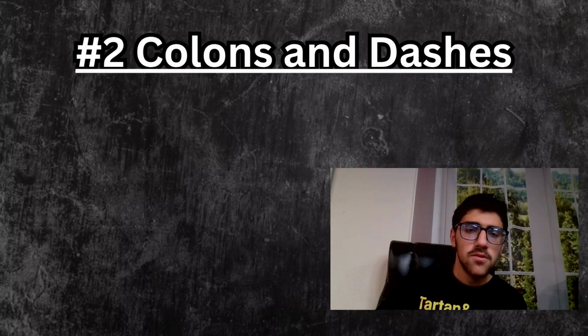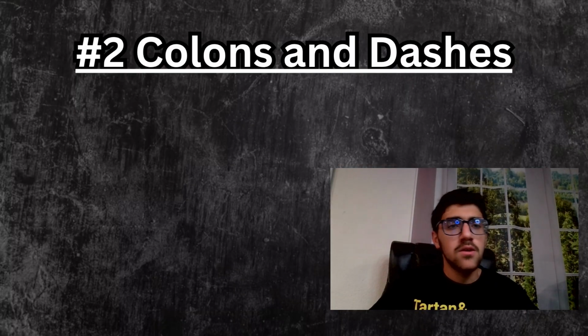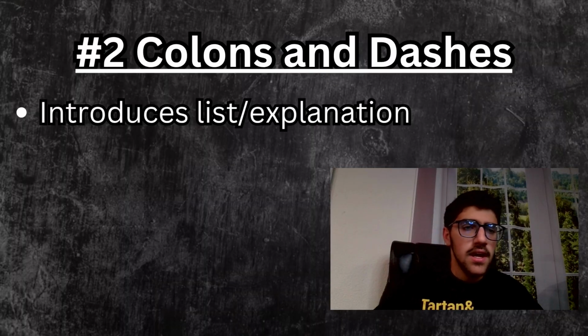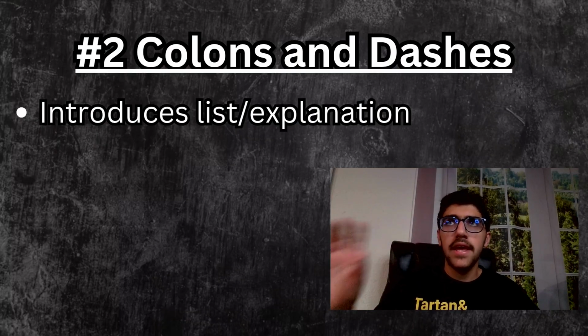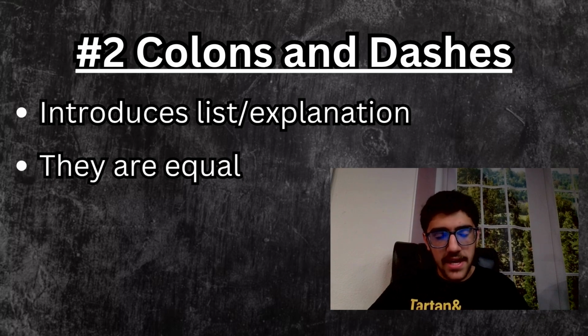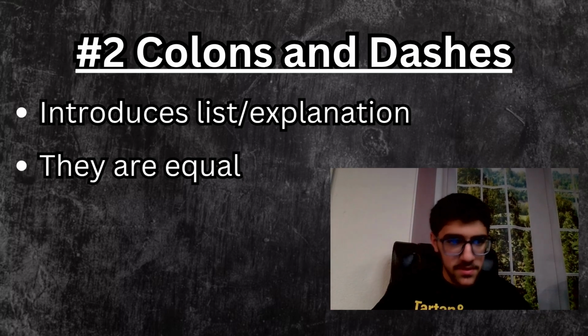The second SAT grammar rule is on colons and dashes. These are used to introduce lists or explanations, like additional information. And like the semicolon and the period, they are the same thing, equal on the SAT and ACT, and you will not be asked to choose between them.